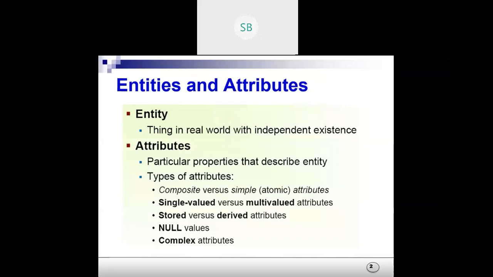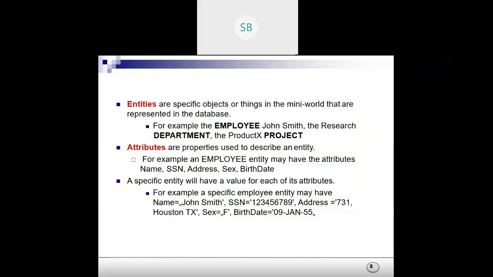Composite versus simple attributes; simple attributes are also known as atomic attributes. Single-valued and multi-valued attributes. Stored versus derived attributes. Null values and complex attributes. Now let's check this one by one. Just now we have seen that entities are something that have physical existence. You can think of employee as an entity, department is again an entity, and project is also an entity. All these things have real-world existence.